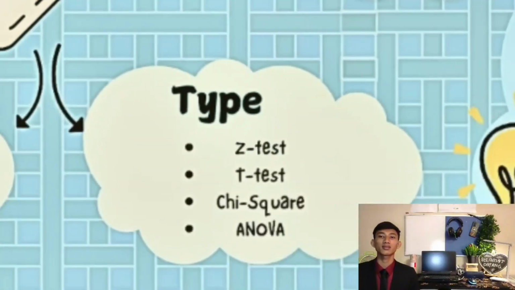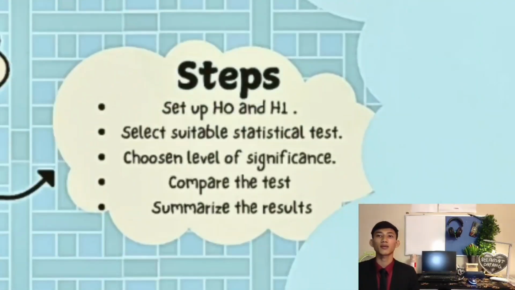Hypothesis testing has 4 types. First, Z-test, t-test, chi-square, and ANOVA. These have 5 steps. First, set up H0 and H1. Second, select a suitable statistical test. Third, choose the level of significance. Then compare the test and summarize the result.